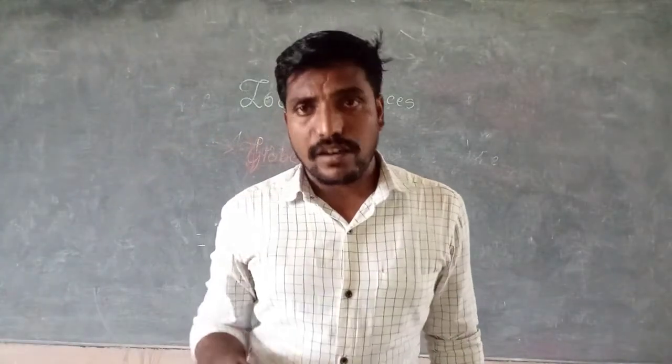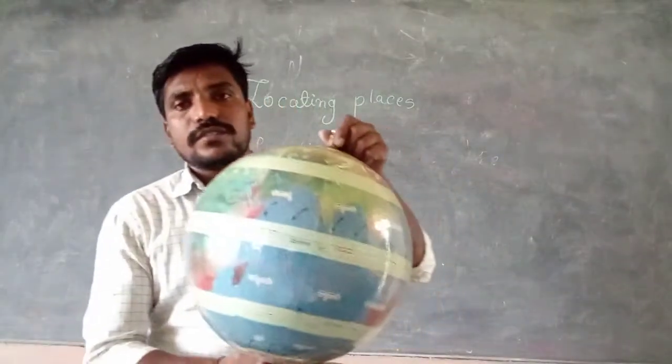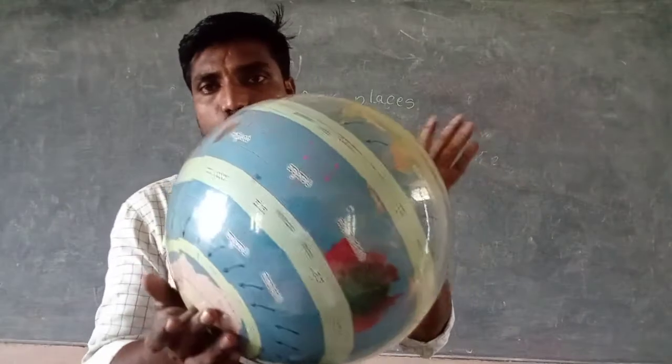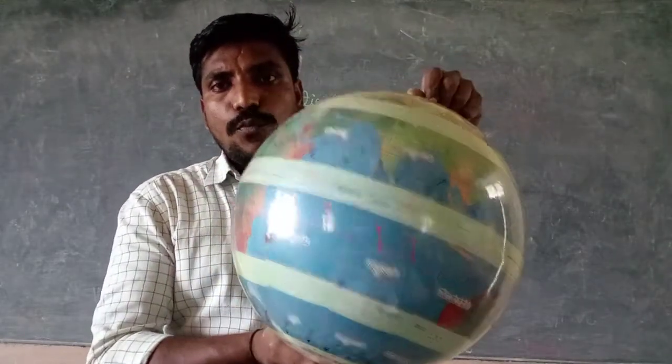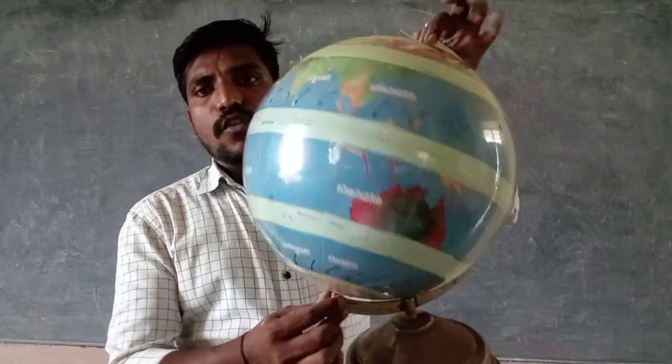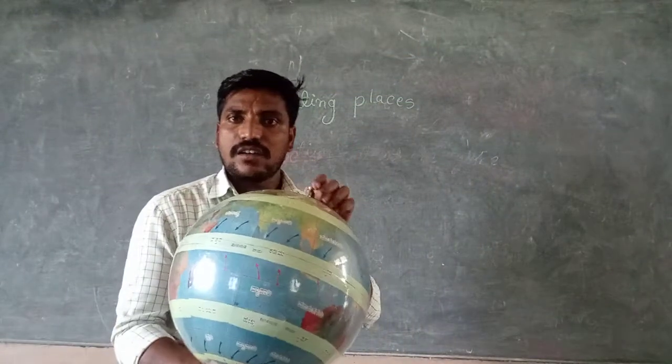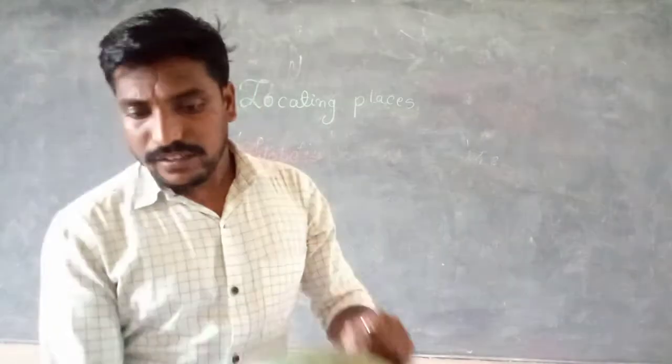So what are these points called? The globe has 2 points. The points are called the poles. What is that, children? The points are called poles, right? So let me explain on the board once again.